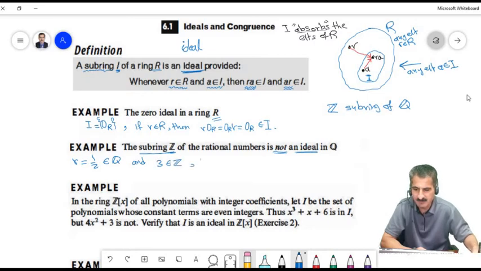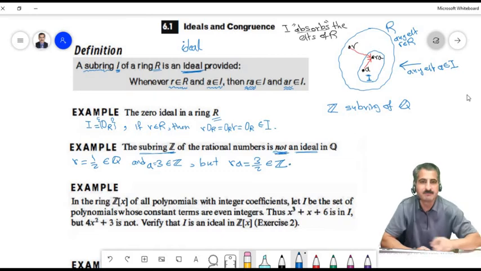Okay, but this is for a, as in the above definition. r times a equals 3/2. It does not belong to Z. That's why Z is not an ideal inside Q.